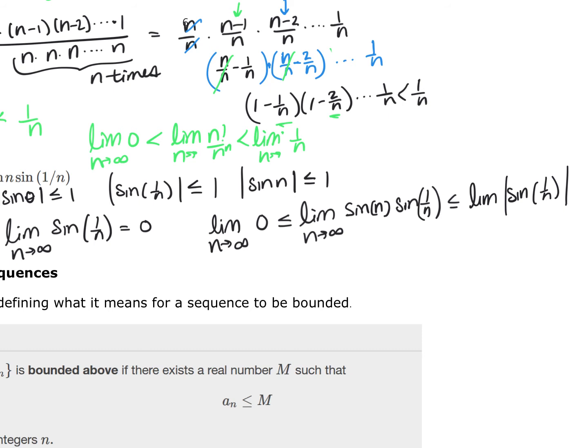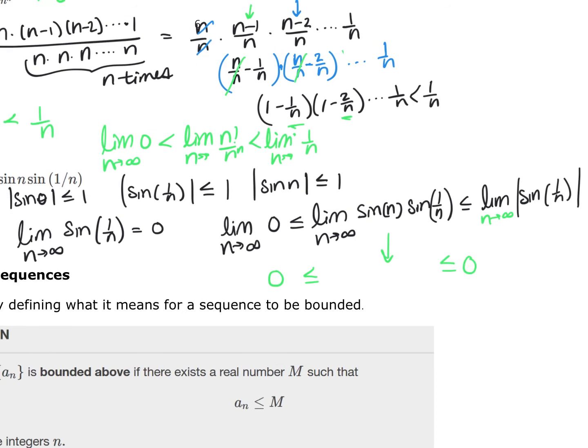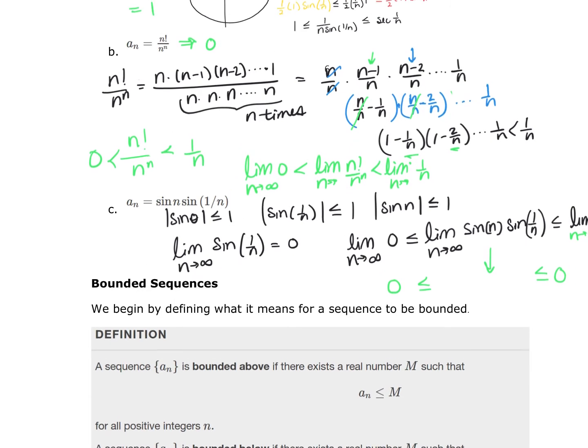Now, we know that the limit as n goes to infinity of 0 is going to be 0, which is less than or equal to that junk in there. We know the limit as n goes to infinity of the absolute value of the sine of 1 over n is going to go to 0. So that tells us our middle piece is going to go to 0. So the answer here is 0, and so it converges.